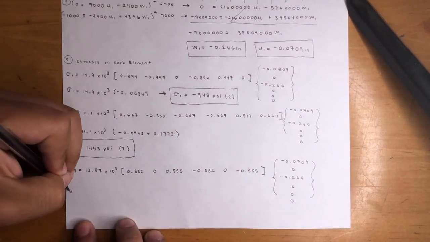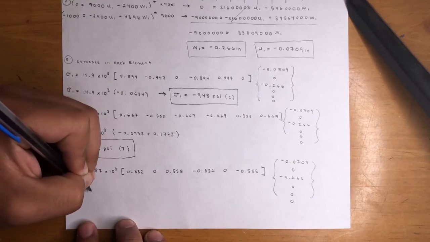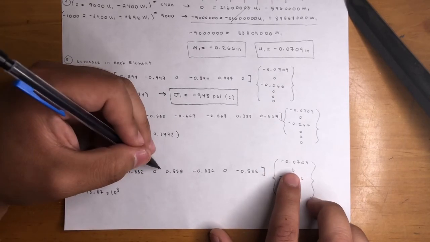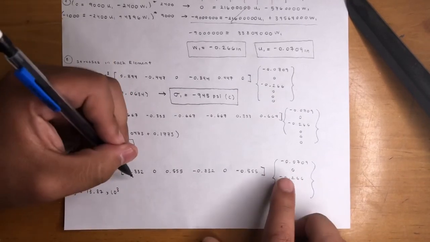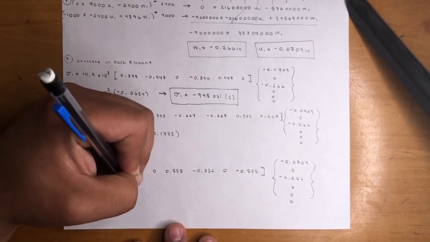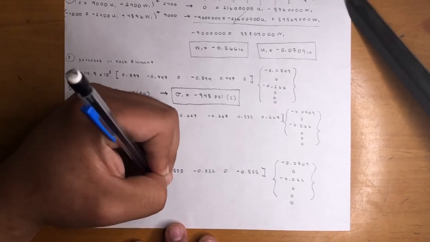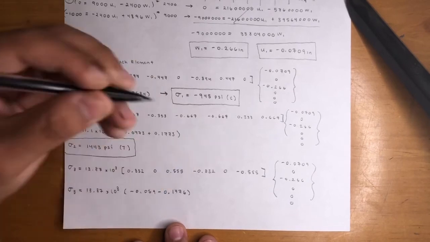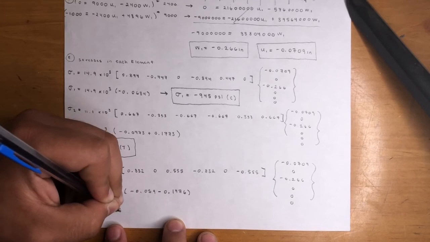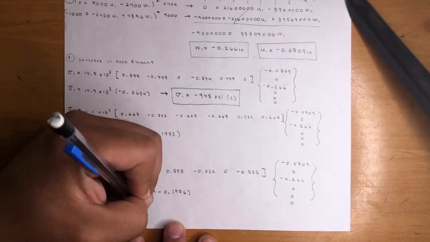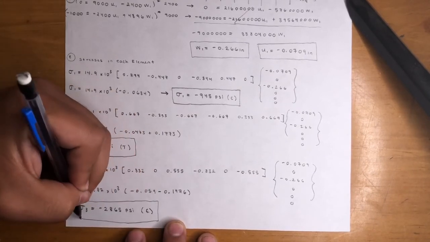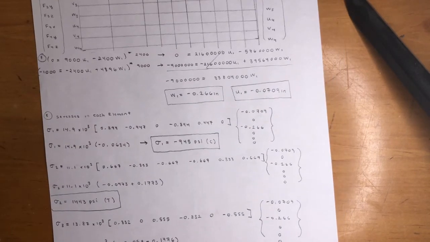And yeah, do the math again. Sigma 3 is equal to 13.87 times 10 to the 3. Now this times that, this times that, this times that, everything, right? So we only care about the first, this one, and this one, these two. So you will get negative 0.059 minus 0.1476. Finally, sigma 3 is equal to negative 2865 psi, and that is in compression. And yeah, that is the problem. Finally, we got the stresses. Damn, these problems are long.